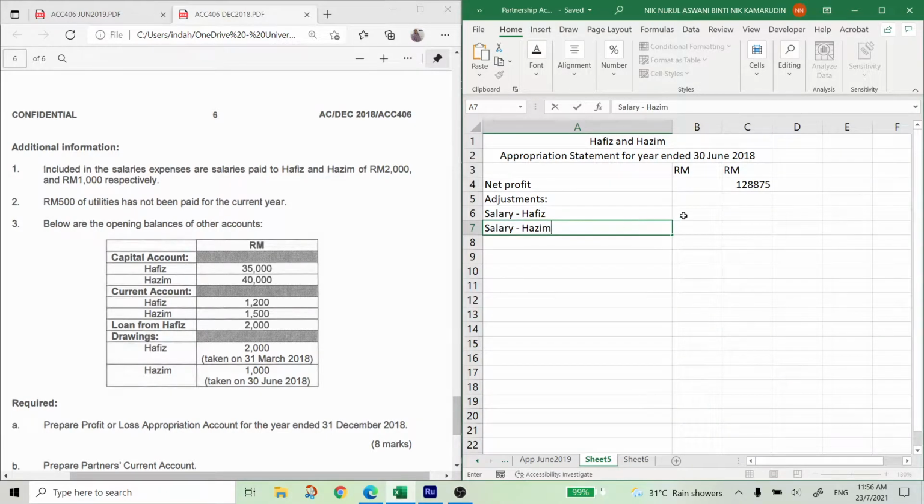Okay, take out here, meaning that previously you have deducted this amount. You have deducted this amount in arriving at the net profit. So now we are going to add this amount to the net profit. All right, 2,000 and 1,000. Okay, and then we have here utilities, or accrued utilities.